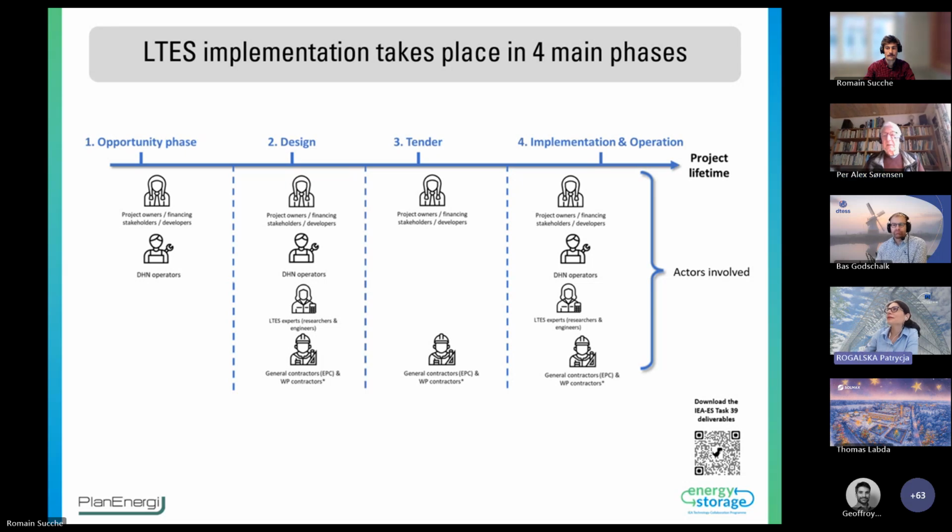And are there any examples of such a system where an external company is operator of the storage and delivers the heat to the network? Do you know such examples? I don't know such examples, but I know that somebody has it as a concept. They want to implement it. Thank you very much.